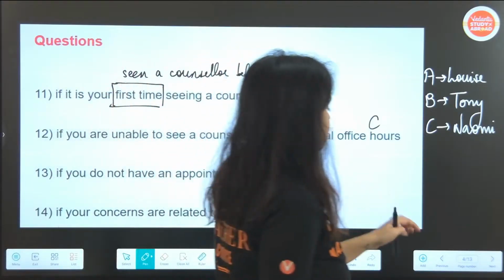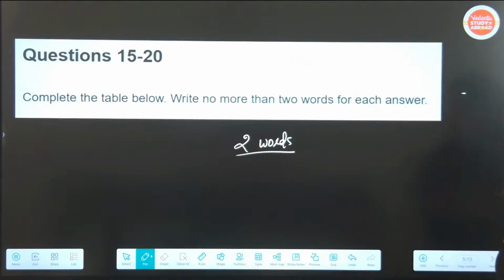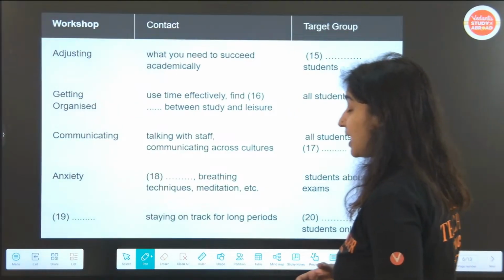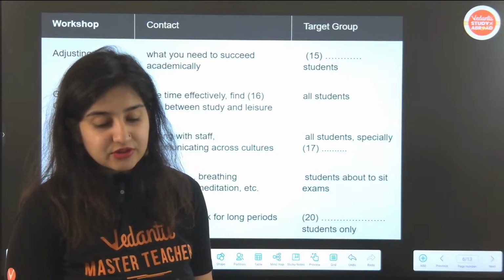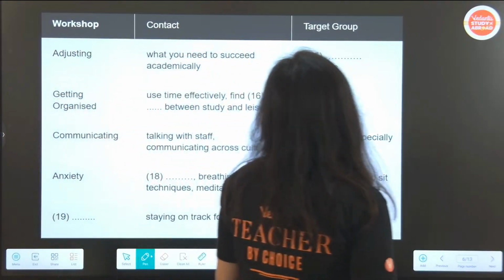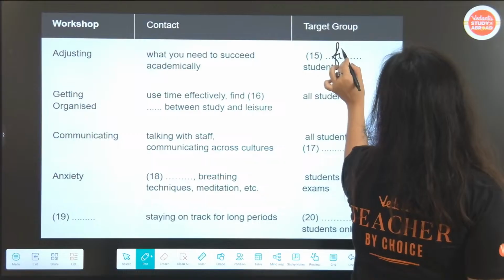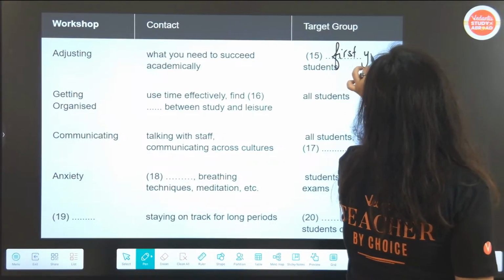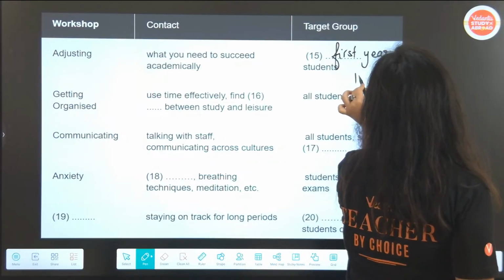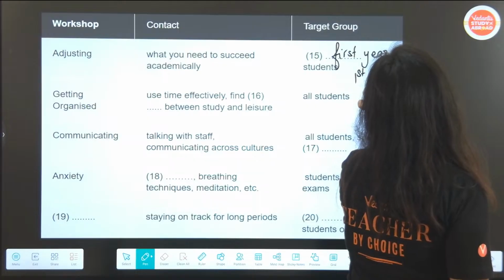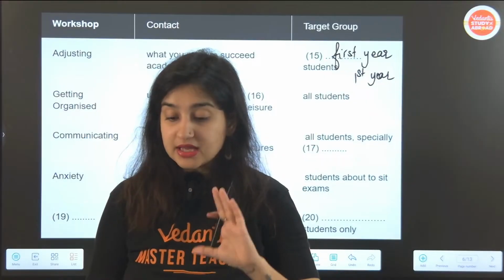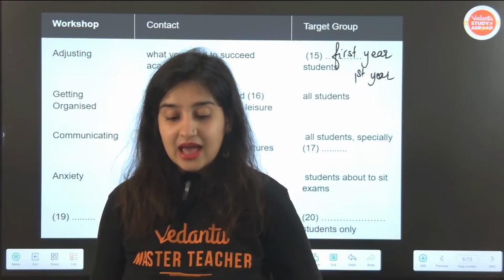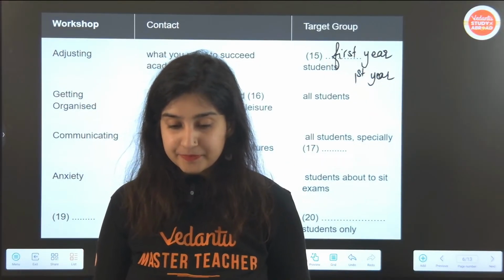Okay, moving on to the next one. Here you could write 2 words. If you write more than 2 words, you can lose marks. So make sure you're writing only 2 words. The answer for the first one was first. Here, students, you could write it like this, or you could write it like this. Both are acceptable, okay? First, either way, acceptable, okay?